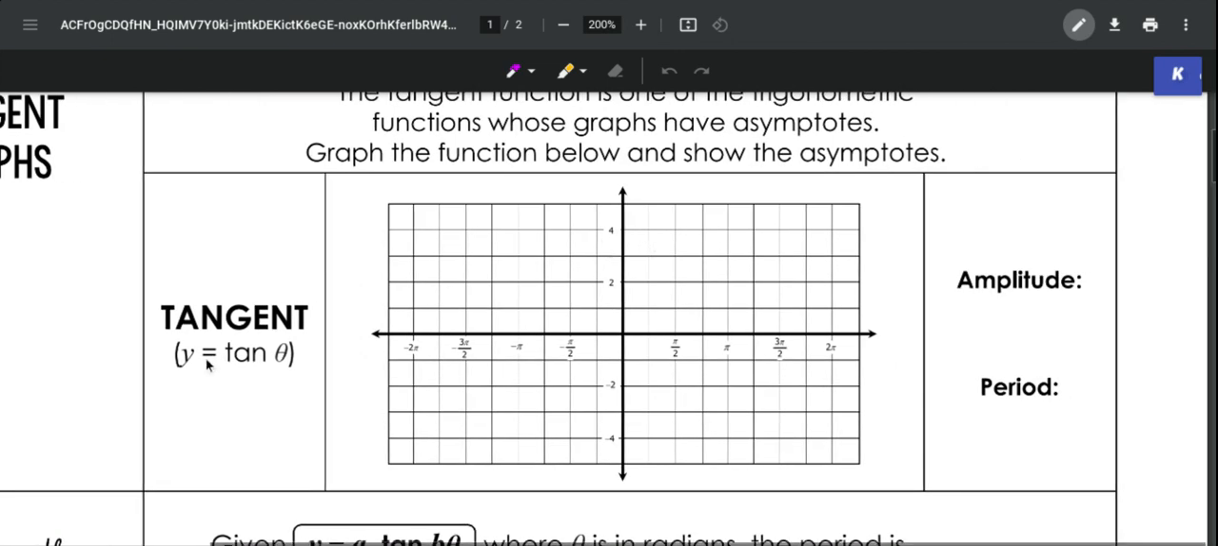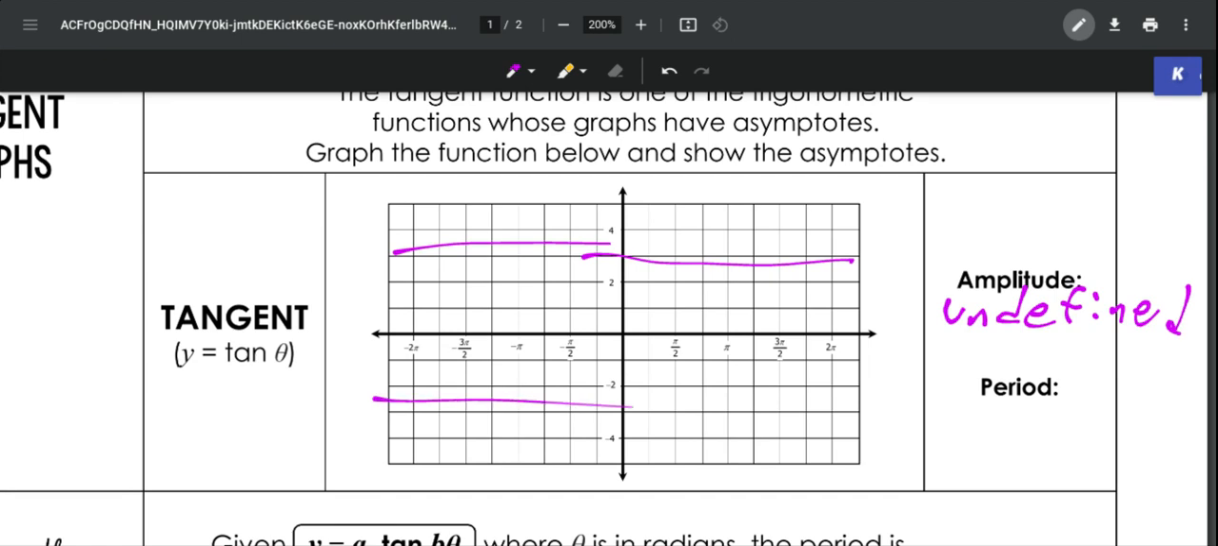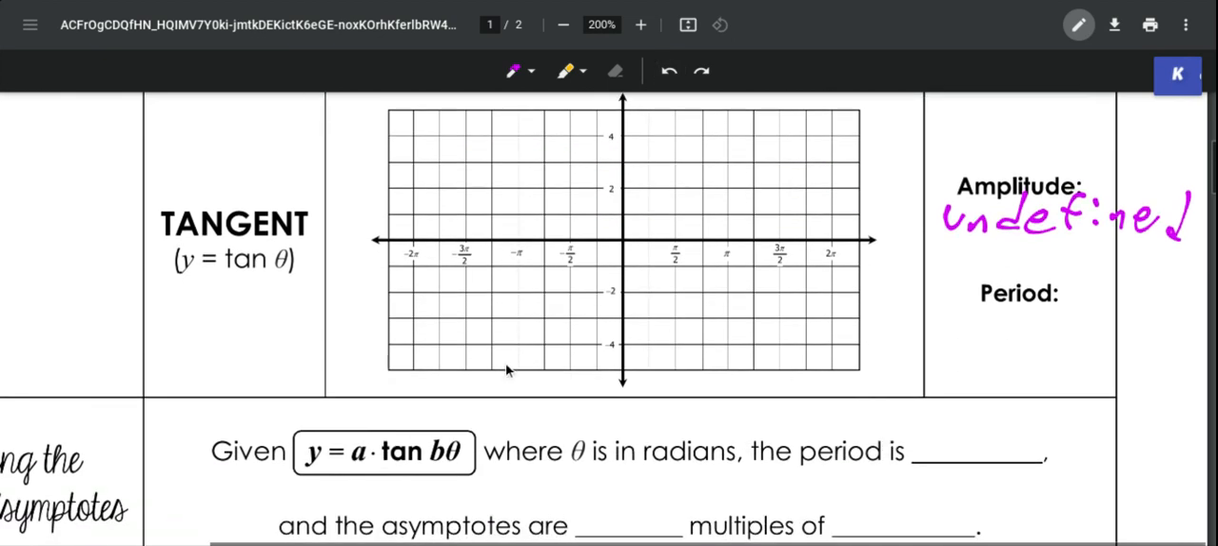So tangent, we find our amplitude and period the same way, except amplitude for tangent is undefined. So you're not going to have to worry about creating two horizontal lines and your graph staying in between that. It's not going to work that way. Instead, we're going to use asymptotes, which I'll show you how to find. But our period is found the exact same way.